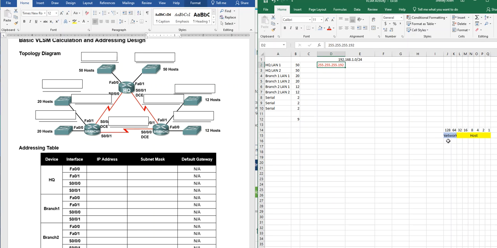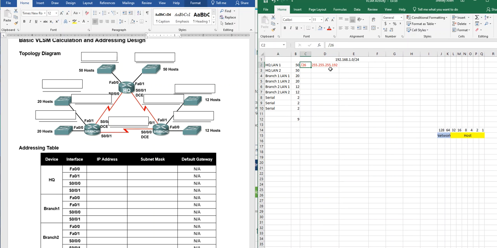Now let's figure out what your slash notation would be. What would the slash notation be for this? So if you started off with 24 and you added 2, 24 plus 2 is 26. So this slash notation would be indicated here. You would do the same thing here.